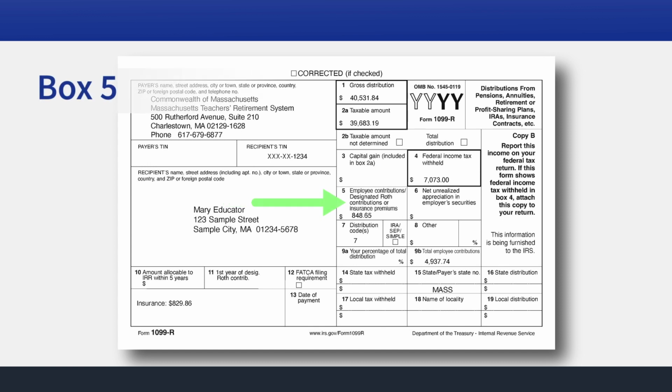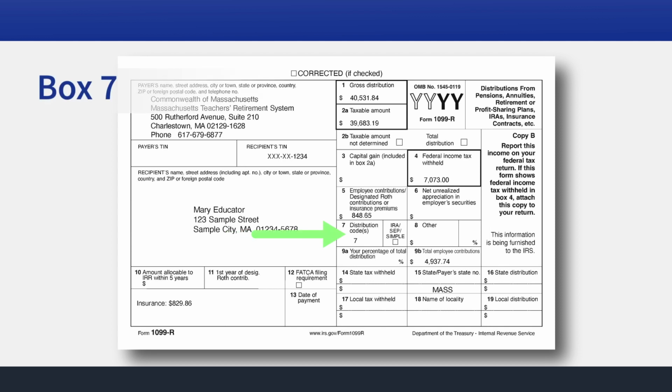Box 5. As mentioned earlier, Box 5 shows the non-taxable portion of your benefit. The title of Box 5 does not accurately reflect what it means for MTRS retirees. It represents the portion of after-tax money you are entitled to exclude from your gross distribution for the calendar year. If there is an amount in Box 5, it means that, when you began to receive your MTRS benefit, you had after-tax money in your MTRS annuity savings account, money that you had already paid taxes on.